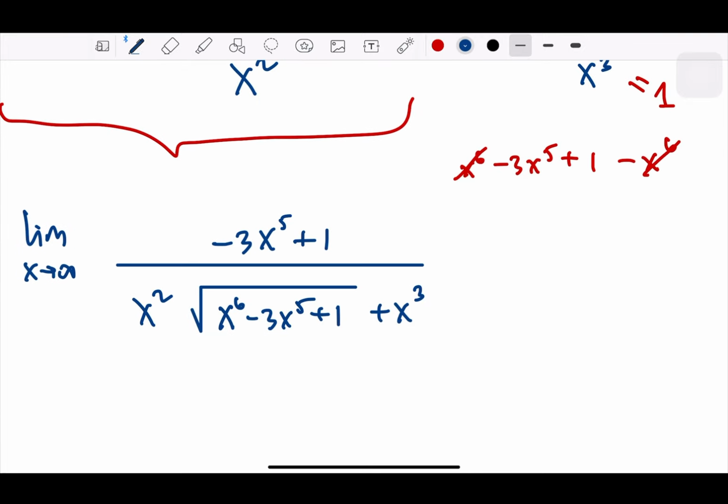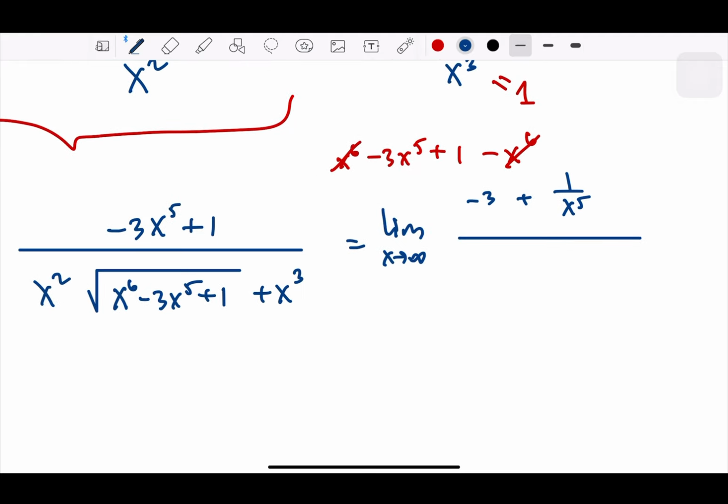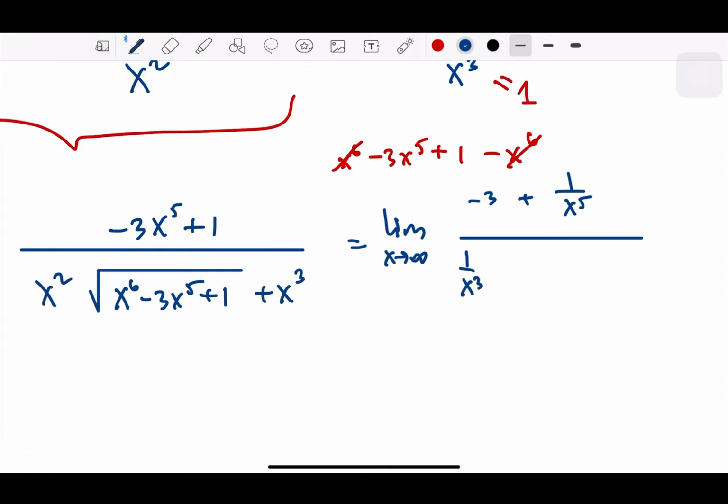Now we can take this approach and divide by x to the 5, I think, if we try that. So we can have, let me write here, negative 3 plus 1 over x to the 5. This will be 1 over x cubed.